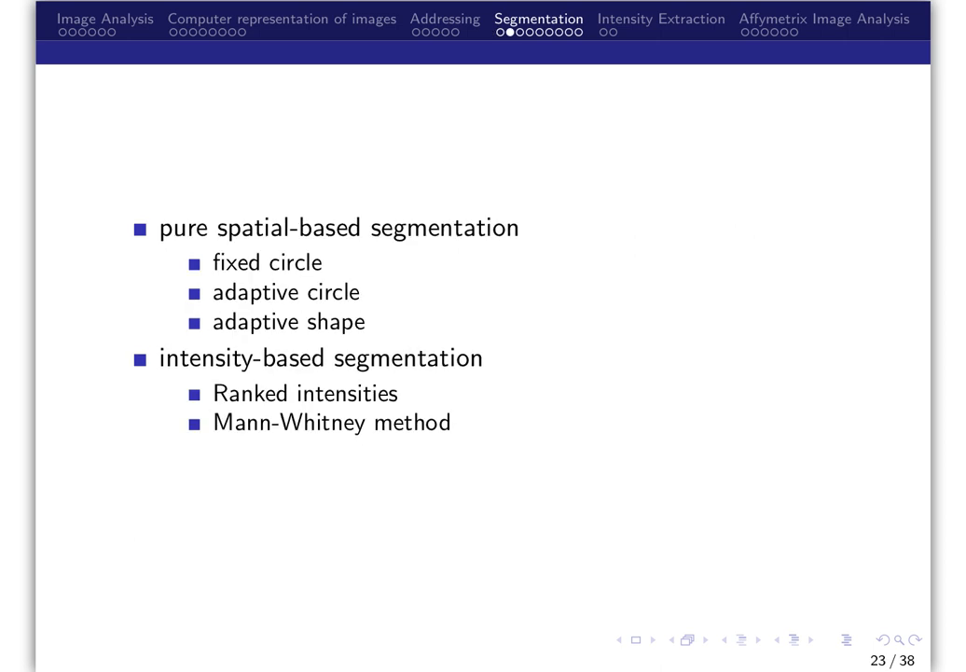Probes are typically spotted on the array as circles. However, the spots may vary in shape and size due to variations in the printing process. Methods of segmentation include fixed circle, where all spots in the image are assumed to have the same diameter; adaptive circle, which estimates the diameter for each spot separately; and adaptive shape, which estimates the boundary of the spot shape for each spot separately.